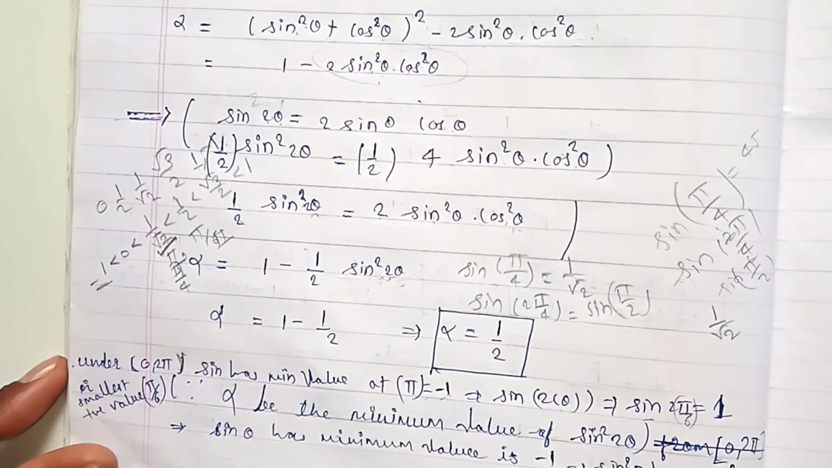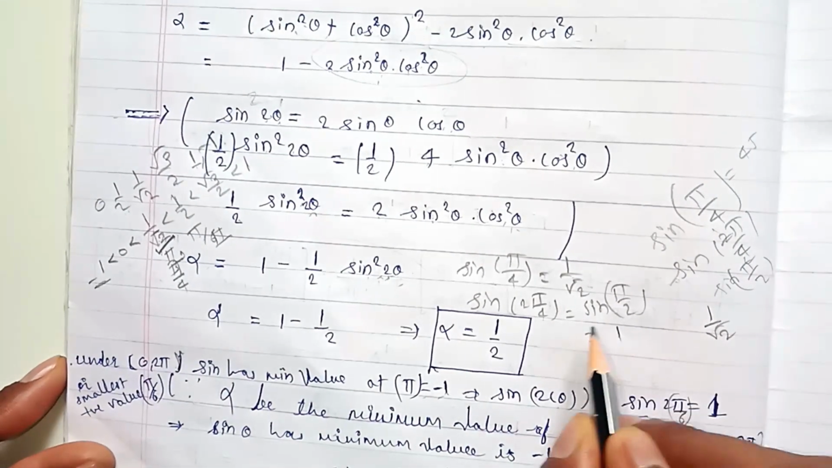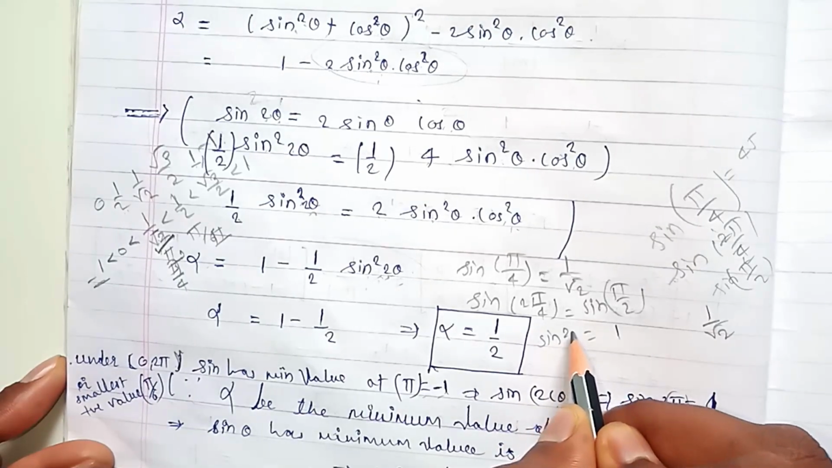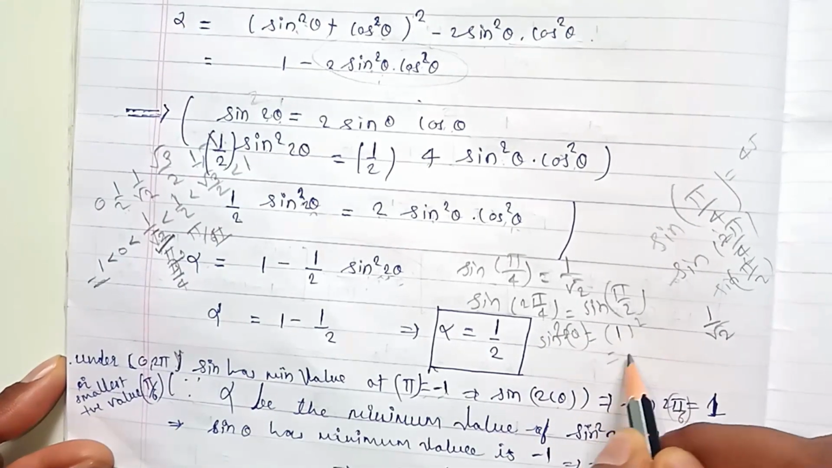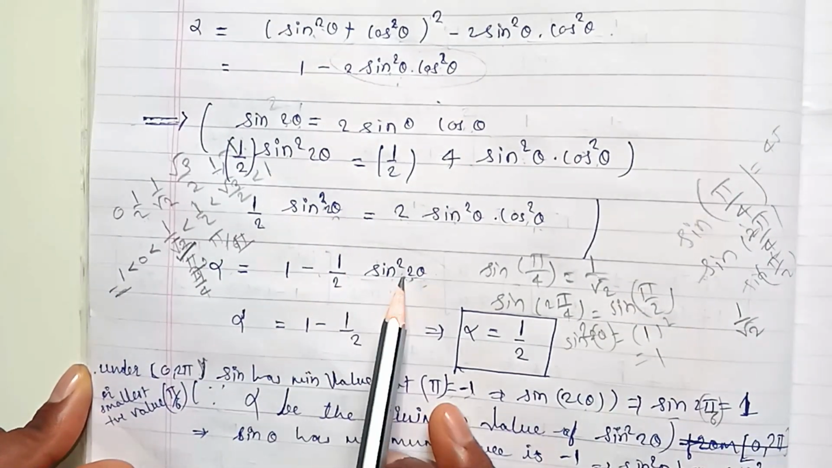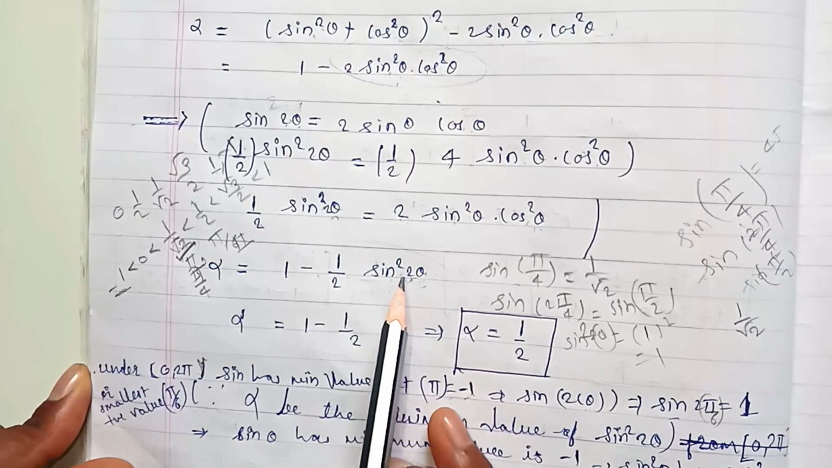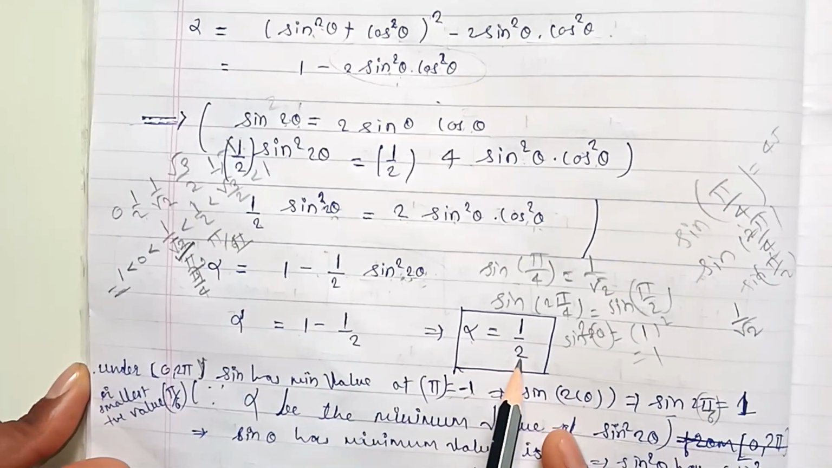Sine pi by 2 is 1, and sine 3 pi by 2 is -1. Okay, so it gives 1. And sine square 2 pi by 4 means sine square 2 theta, which is 1 square, means 1. Okay, so we will get the value for it as 1. So 1 minus 1 by 2 into sine square 2 theta, where sine square 2 theta is 1. Okay, so 1 minus 1 by 2, I got the value for alpha as 1 by 2.